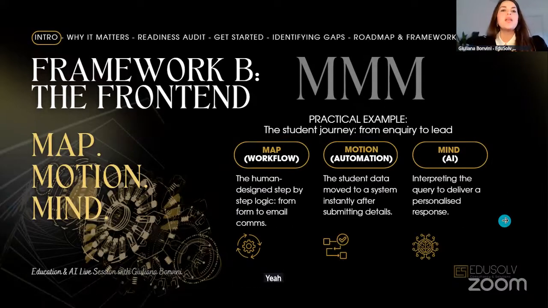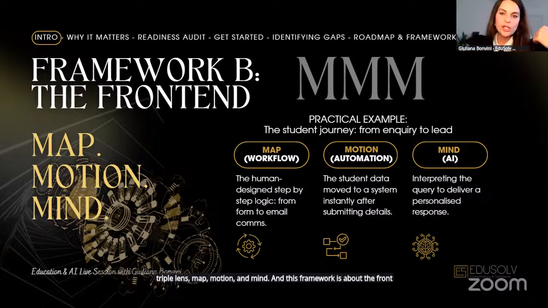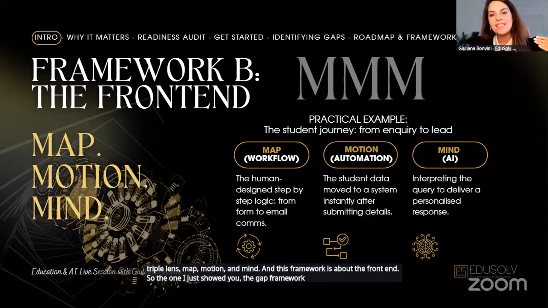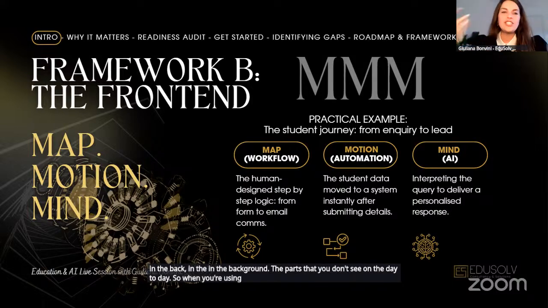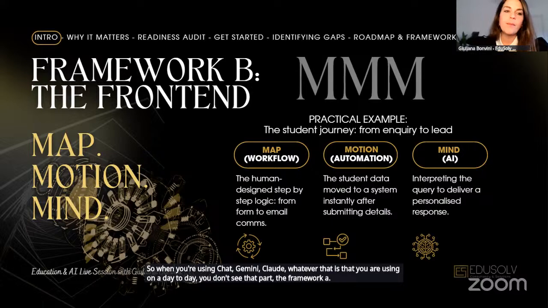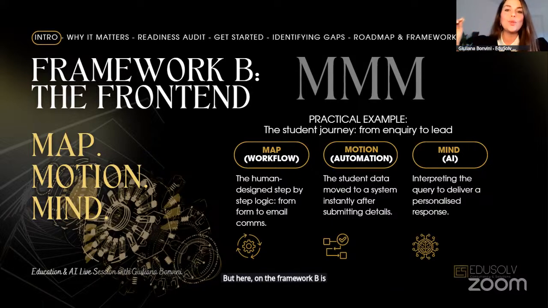Here we go. So the framework B is what I call triple M's: map, motion, and mind. And this framework is about the front end. So the one I just showed you, the GAP framework, is the back end. So it's basically what happens in the background, the part that you don't see on the day-to-day. So when you're using ChatGPT, Gemini, Claude, whatever you are using on a day-to-day, you don't see that part, the framework A. But here on the framework B is the parts that you do see.